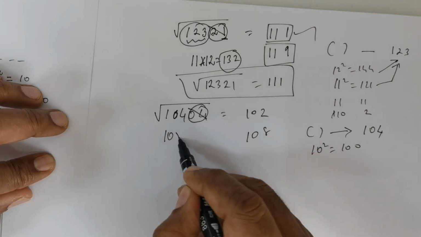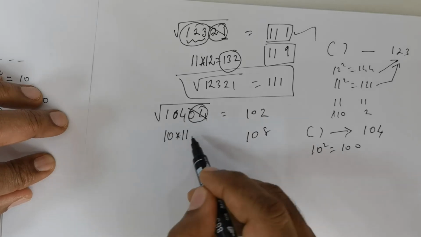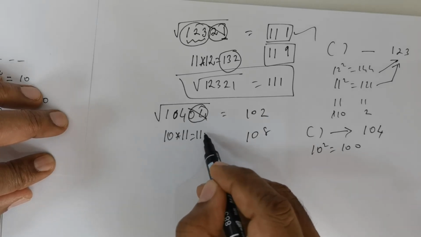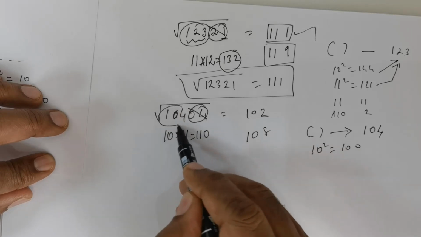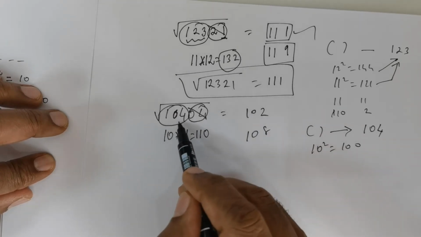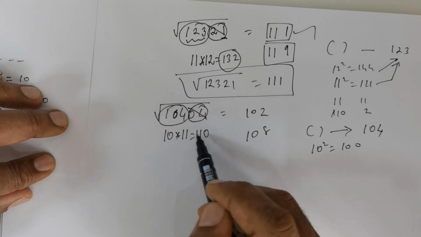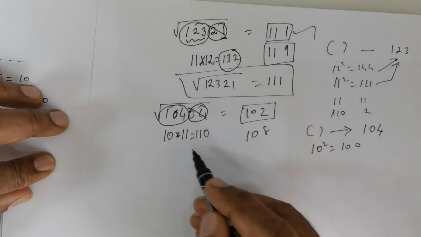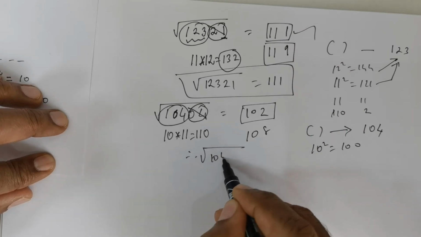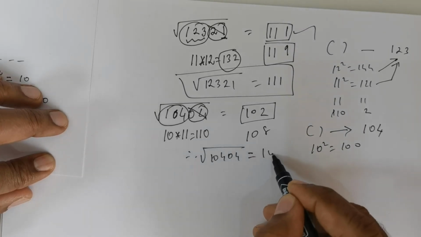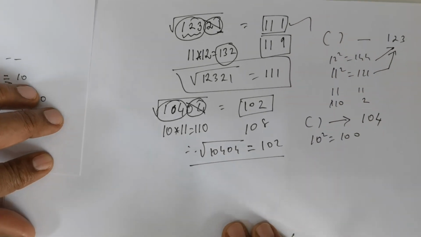Now I've chosen 10 there. Choose the next number, which is 11. 11 multiplied by 10 gives me 110. Now observe this. Is 104 lesser than this 110 or greater than 110? It is lesser, so make this choice. So therefore the square root of 10404 is equal to 102. So that is the solution for this question.